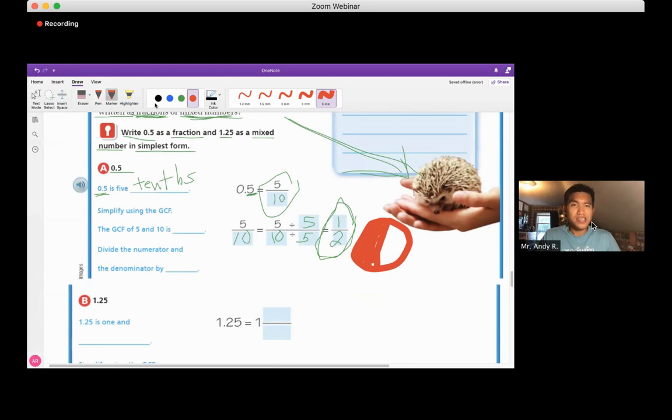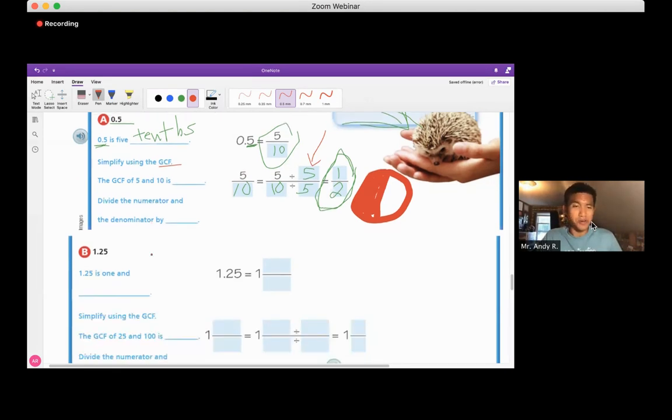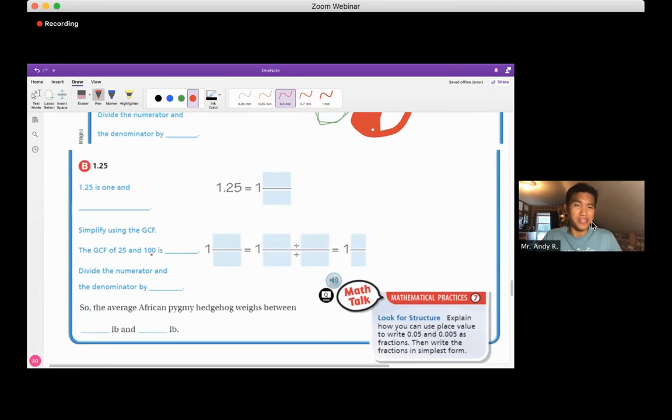Now, how did we pick 5? Why did we pick 5? Well, here's a little trick when it comes to deciding what number can divide both numbers, both numerator and denominator. Remember the greatest common factor? We can use the greatest common factor to find a number that can divide a fraction. Okay, so we'll talk about that later on.